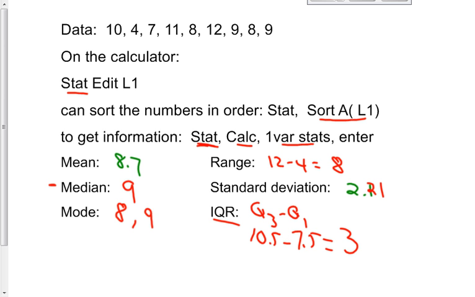Okay, so again, the big thing here is that you're putting your numbers into your list, changing out your list every time, and always, we're going back to this stat button. That helps us get everything. Okay, let's try another one.